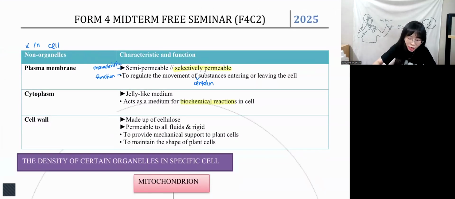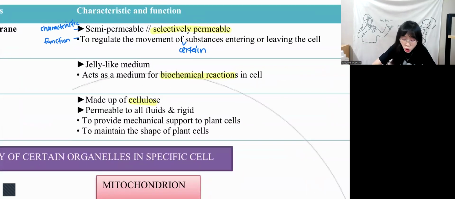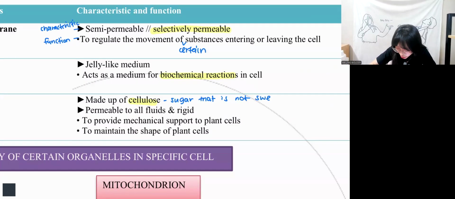Cell wall, they are made of cellulose. If you remember, cellulose is a sugar that is not sweet. A sugar that is not sweet, we call this as cellulose. They are under polysaccharide. Form 4, Chapter 4, carbohydrate, there's a thing called polysaccharide. All of the polysaccharide, they are not sweet, not soluble, and non-crystalline. So cellulose, they are made of a sugar. When you break down cellulose, they will form into glucose.